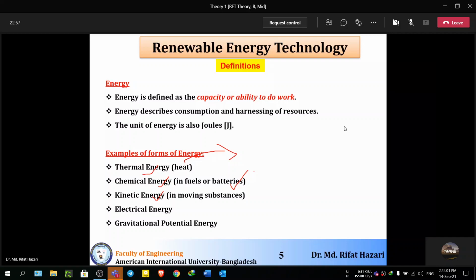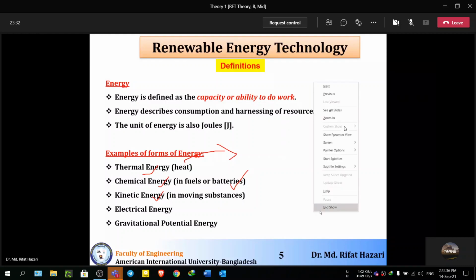Okay, and what about kinetic energy? For example, if you move an object that has mass m, that means it has kinetic energy, because you know the equation of kinetic energy equals, we know what, half mv square, right? You know the equation of kinetic energy, sir. Yes, sir, half mv square. That means if you take an object which has mass m, and you move that object with velocity v, the kinetic energy will be half mv square.